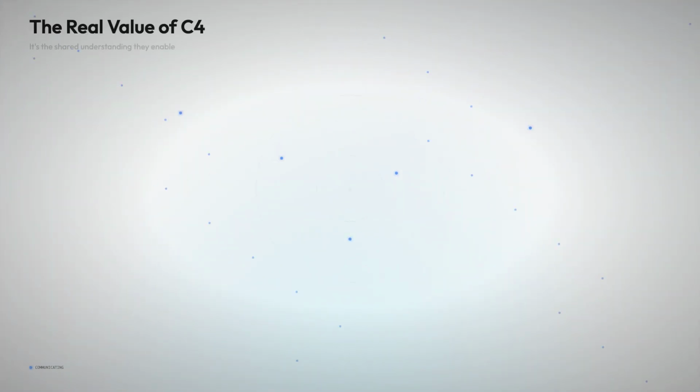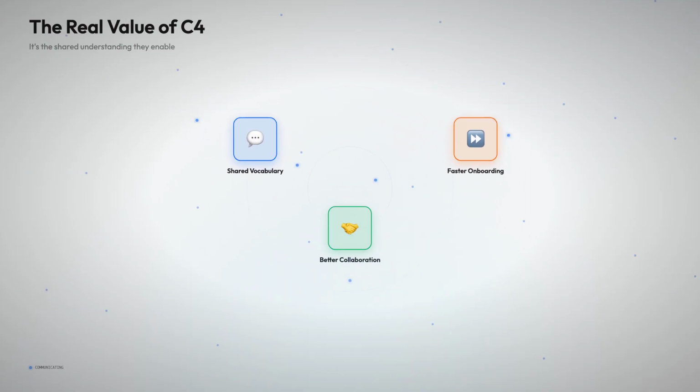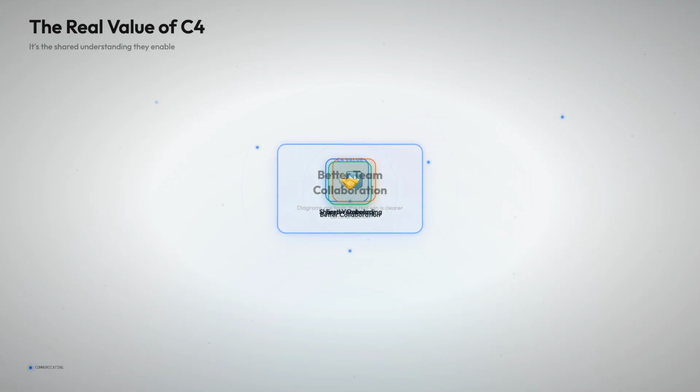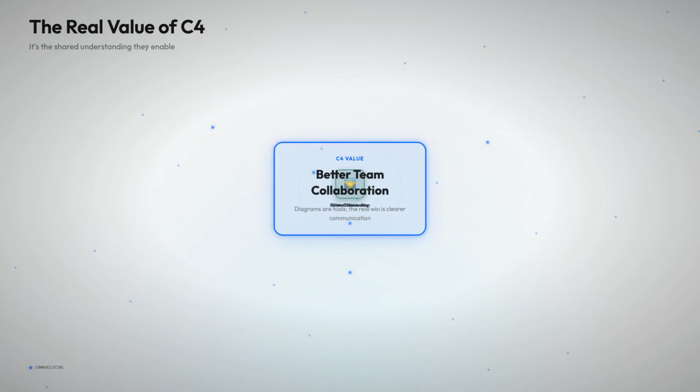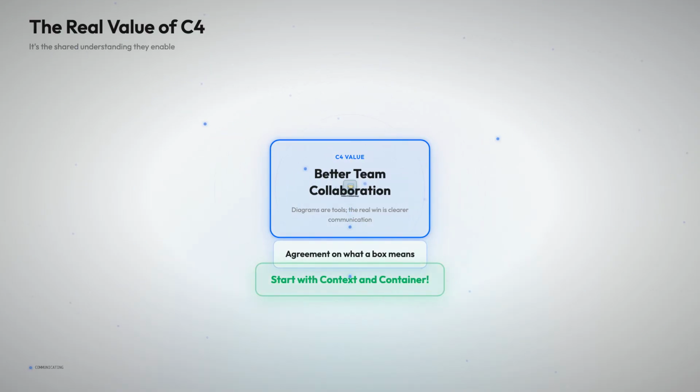The real value of C4 isn't just diagrams, it's the shared understanding they enable. By forcing your team to agree on what a box means and who each diagram is for, you create a common vocabulary. This stops architecture discussions from going in circles, speeds up design reviews, and reduces confusion during incidents. Diagrams are tools. The real win is clearer communication across teams.